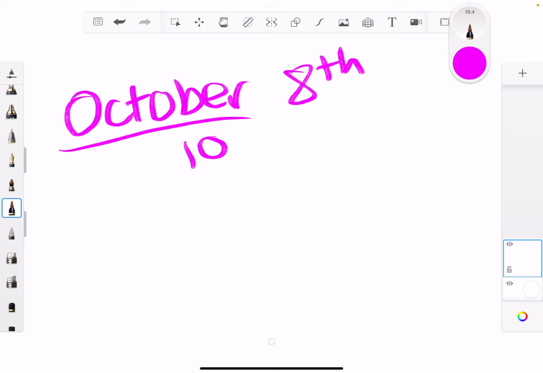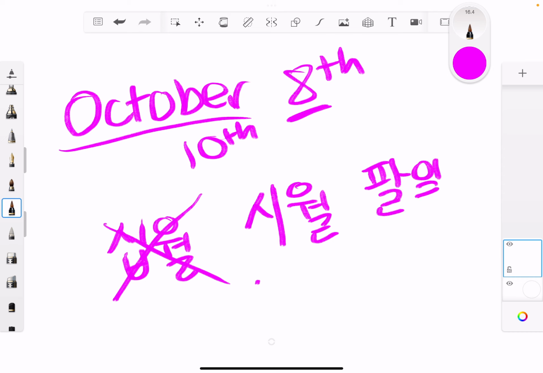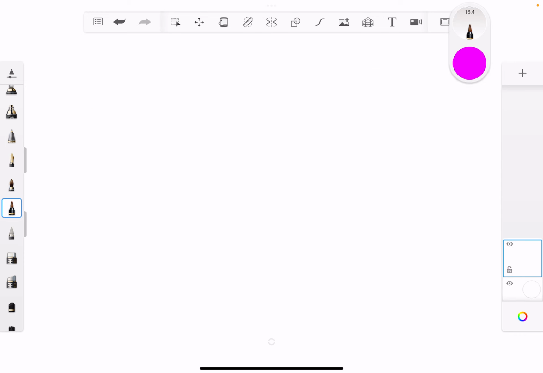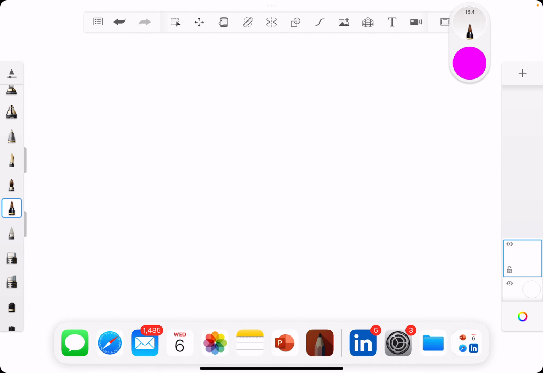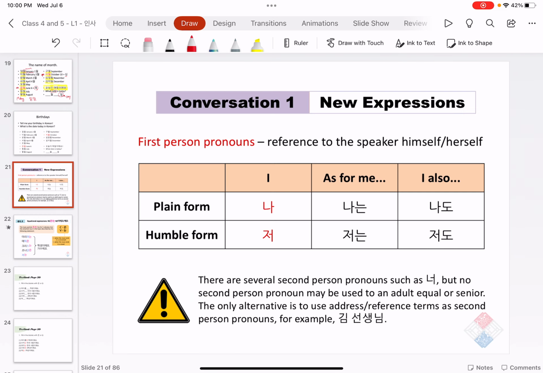So October is the 10th month, but instead of saying 10월, it's incorrect. You're going to say 시월, and then 8 is 8, 8일이에요. Okay? All right. So those are how you say the dates of the year.